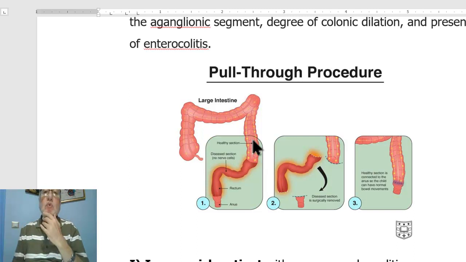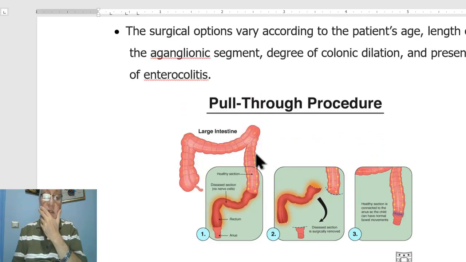If there is a poor risk patient, the patient is severely anemic, and the patient has enterocolitis and poor general condition, severe anemia. In a poor risk patient, it is better to perform a two-stage operation. What is the two-stage operation?